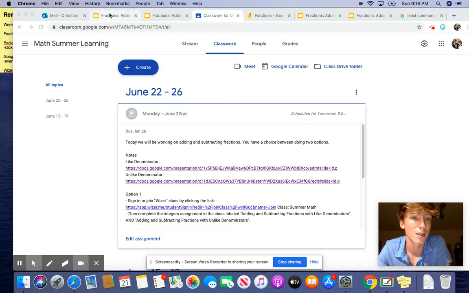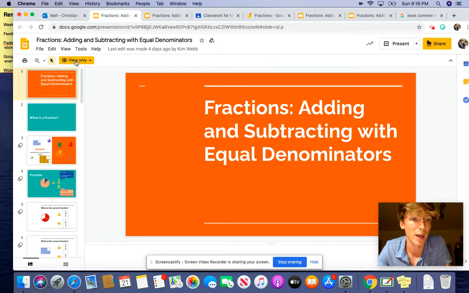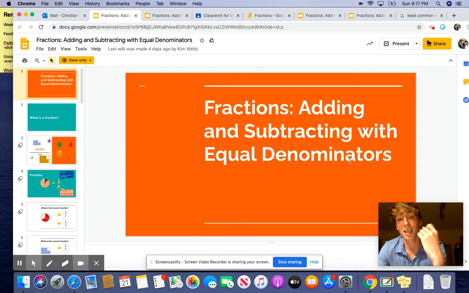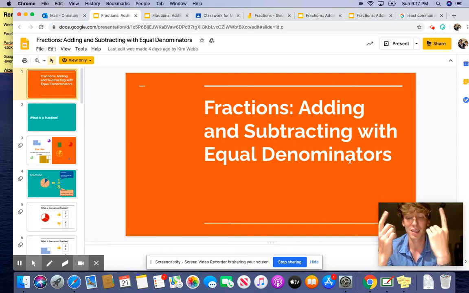All right, let's go ahead and take a look at our PowerPoint. It says adding and subtracting with equal denominators. We're going to have to do two different things today, okay? Equal denominators and unequal denominators. I'm going to tell you right now, equal denominators should be a piece of cake. You should be good, okay?